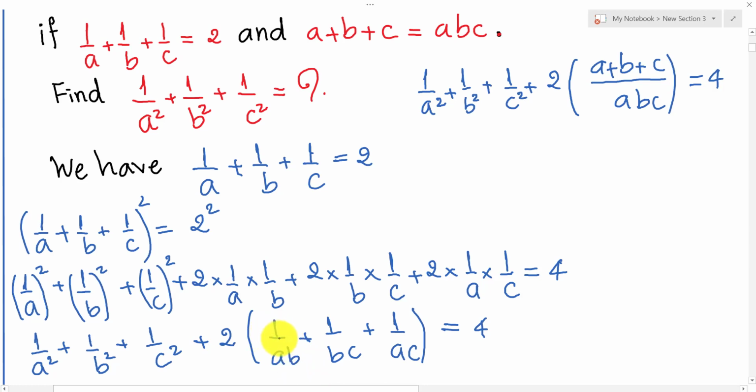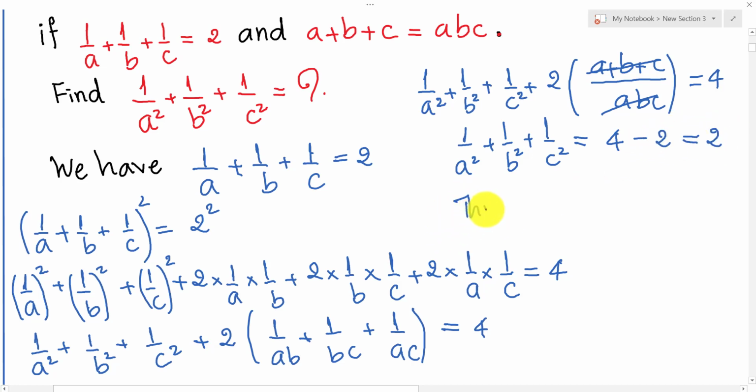This we multiply with c, and this we multiply with a, and this we multiply with b. Okay, but a plus b plus c equal abc, so that we can simplify it. So that's 1 over a square plus 1 over b square plus 1 over c square equal 4 minus 2 and equal 2. Thus 1 over a square plus 1 over b square plus 1 over c square equal 2.